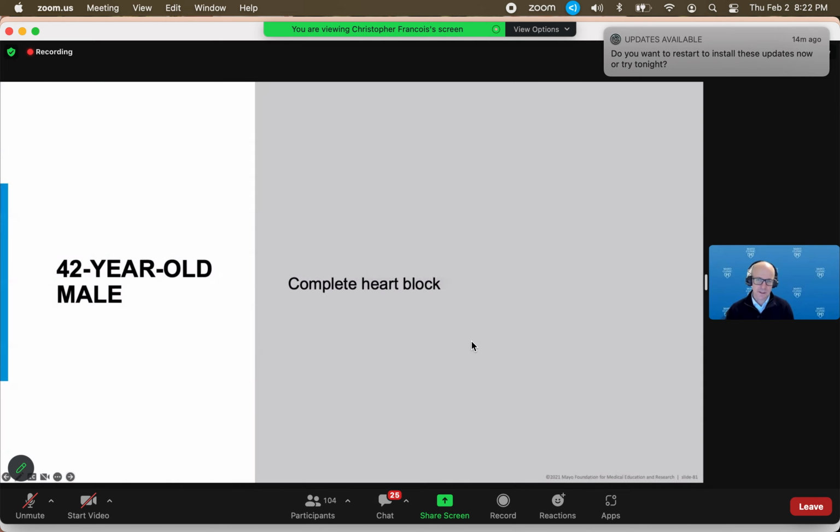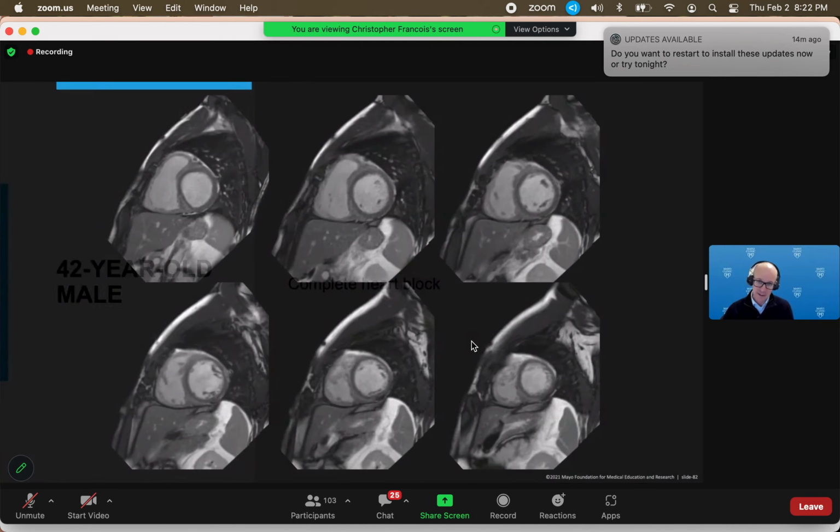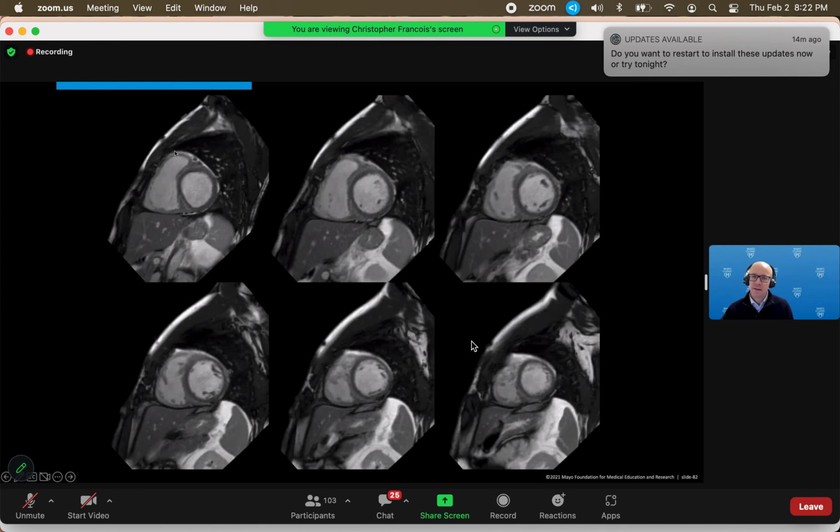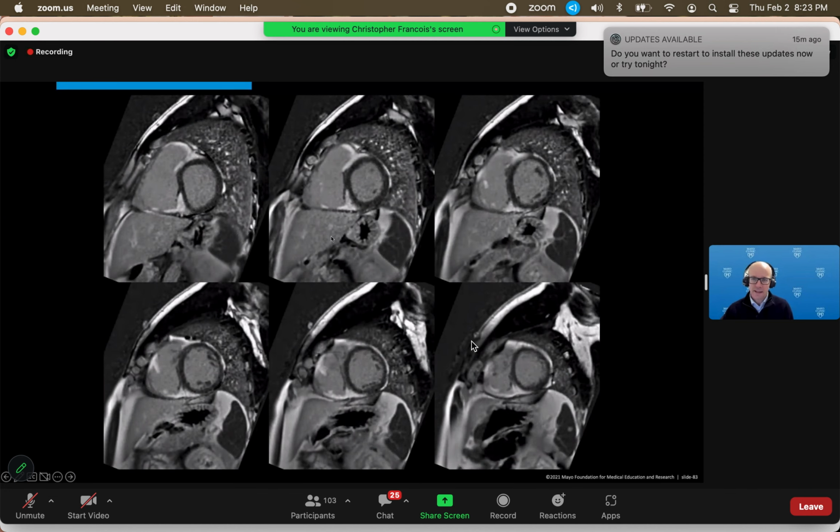recent COVID-19 infection. Now we have another 42-year-old, this time presenting with complete heart block. Cine images don't really show much of anything, but the late gadolinium enhancement images show diffuse abnormal enhancement here involving the right ventricle, the anterior wall of the left ventricle, the inferior wall, lateral wall, everywhere. We've got this patchy enhancement, but it is not ischemic. It is not subendocardial. Rather, it is subepicardial.